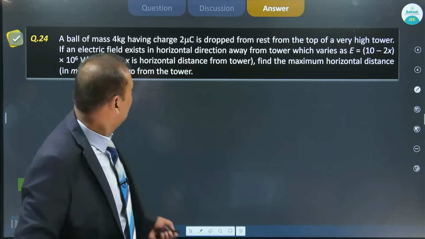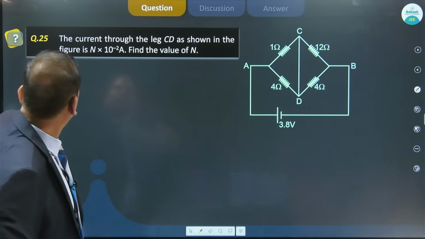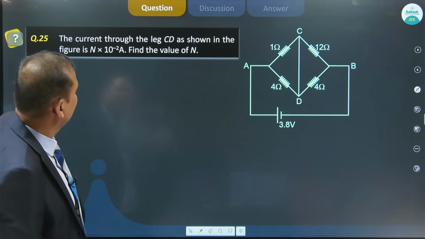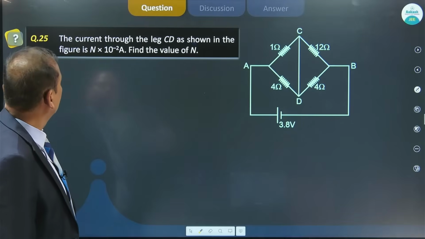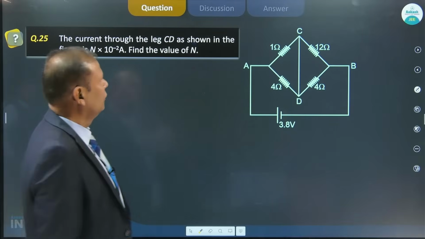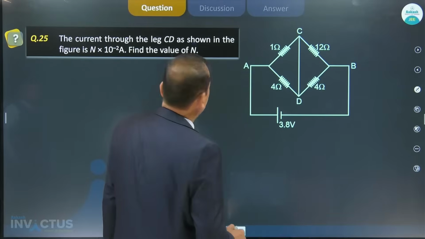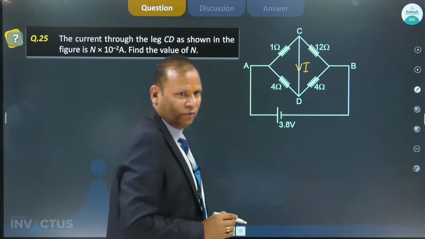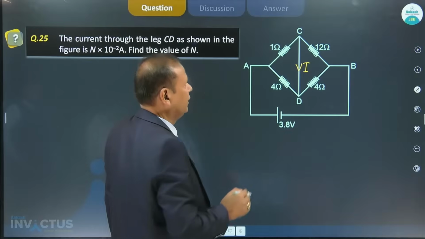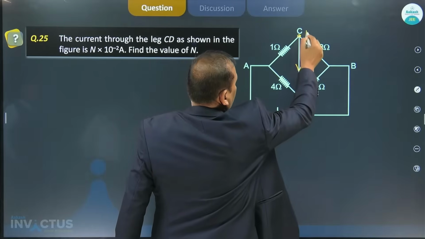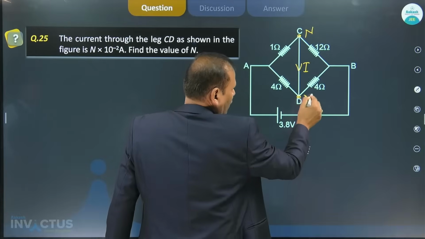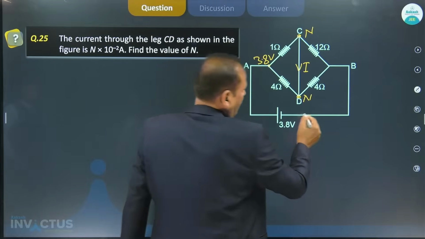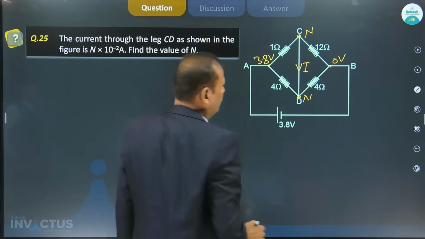So, let's move to the next question. The current through the leg CD as shown in the figure is n into this. Find the value of n. So, we have to calculate the current here. This is I. So, again we will use Kirchhoff's first law. Consider this voltage as n. So, certainly its voltage will be n, and this is 3.8 volt and this is 0 volt.